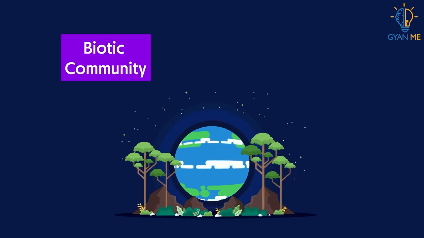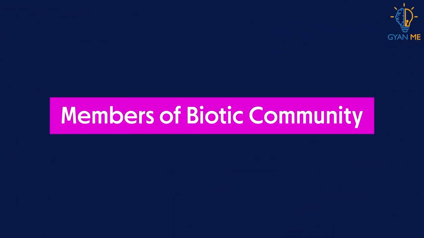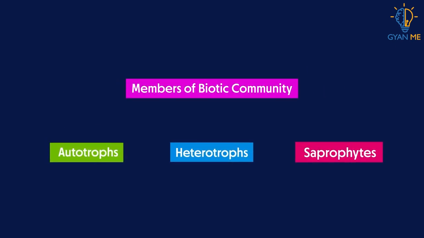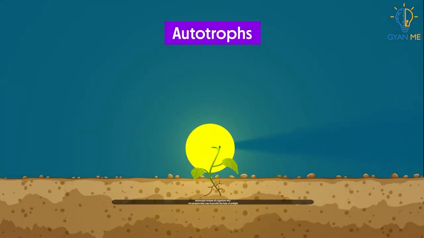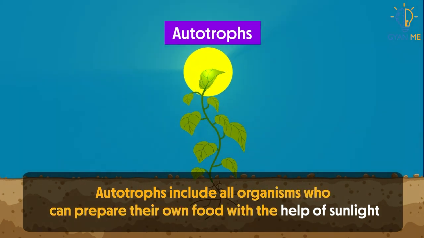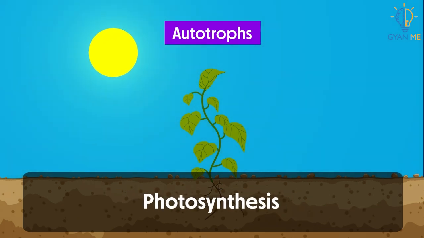As we know, students, any ecosystem is made up of biotic community and abiotic community. Depending on the mode of nutrition, members of biotic community are categorized into autotrophs, heterotrophs, and saprotrophs. Let us understand them one by one in detail. Starting with autotrophs. I know you know this from your lower standards that autotrophs include all organisms who can prepare their own food with the help of sunlight, the very well-known process called as photosynthesis.